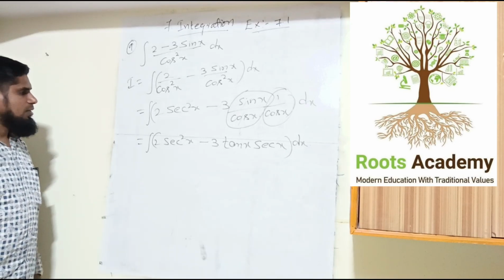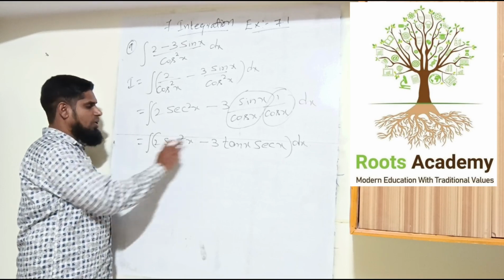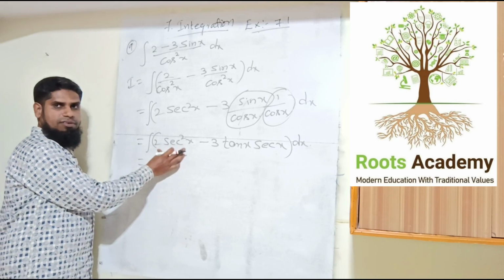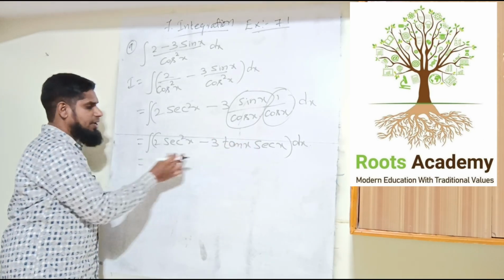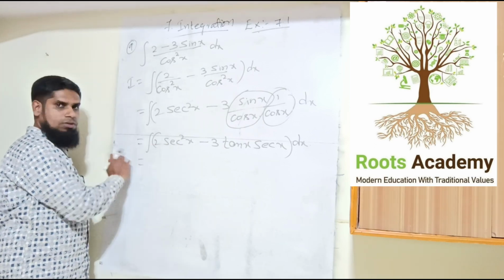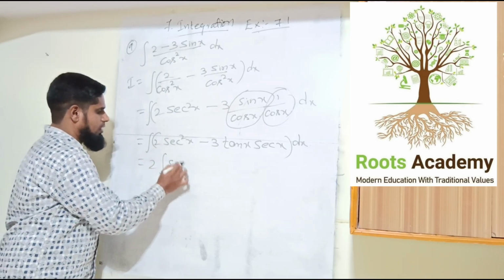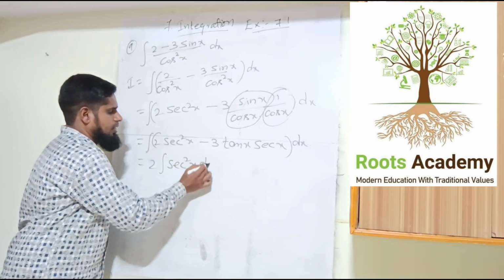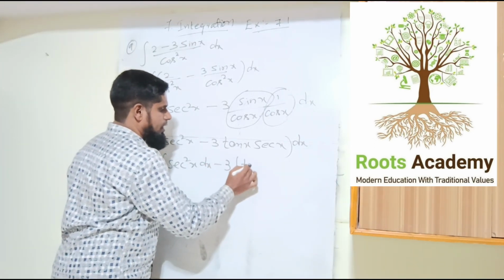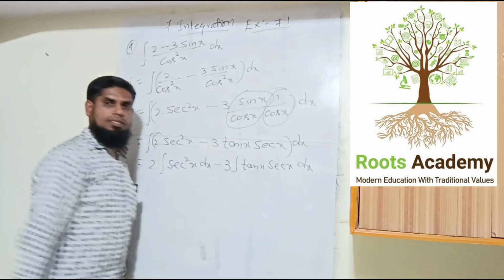Now I think it is very simple. Now we can integrate this. These 2 and 3 are the coefficients of these functions. We will take them outside the integral. But term by term, there are 2 terms under the integral. We will integrate 1 by 1. First I will integrate this. So if I am integrating this, I will take 2 outside the integral. Integration of secant square x dx, minus, I will take 3 outside the integral, tan x into secant x dx.